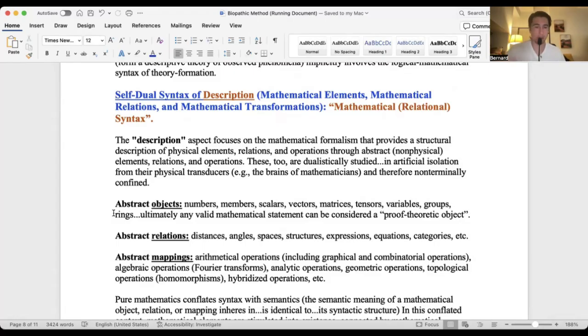So oftentimes mathematicians would classify operations and relations as being synonymous. Even though, of course, the reason why that's done is because the execution, the non-terminal execution, the dynamization of the mapping itself is non-terminally confined to the mathematician. The notation, which characterizes the relation, right, the equations, the expressions, the categories, etc., those are terminally confined. And so the mathematician has this tension between static, terminally defined relations and dynamic, non-terminally defined mappings that are being carried out in their minds.